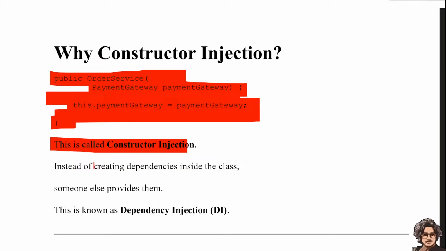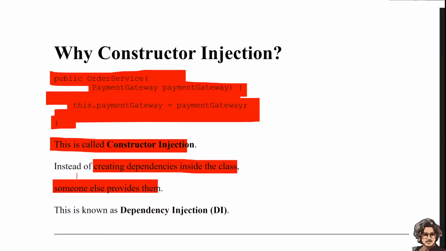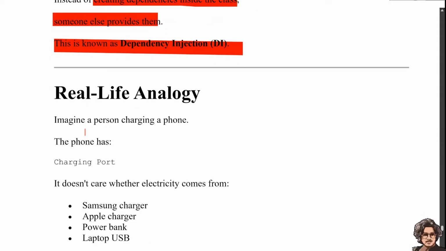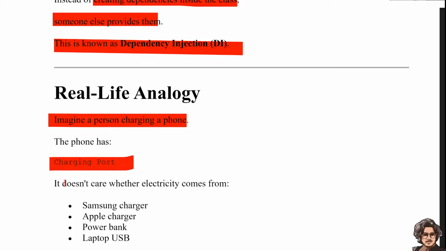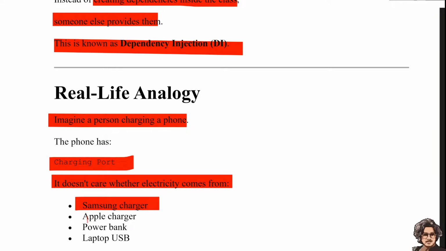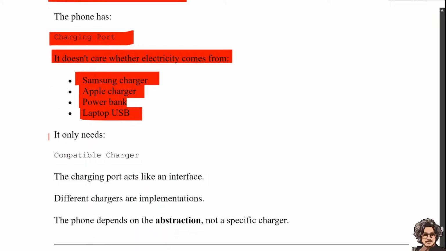Instead of creating a dependency inside the class, someone else provides it. So this is dependency injection. A real life analogy: imagine a person charging a phone, and the phone has a charging port. It does not care whether the electricity comes from a Samsung charger, an Apple charger, a power bank or a laptop USB. It only needs a compatible charger.